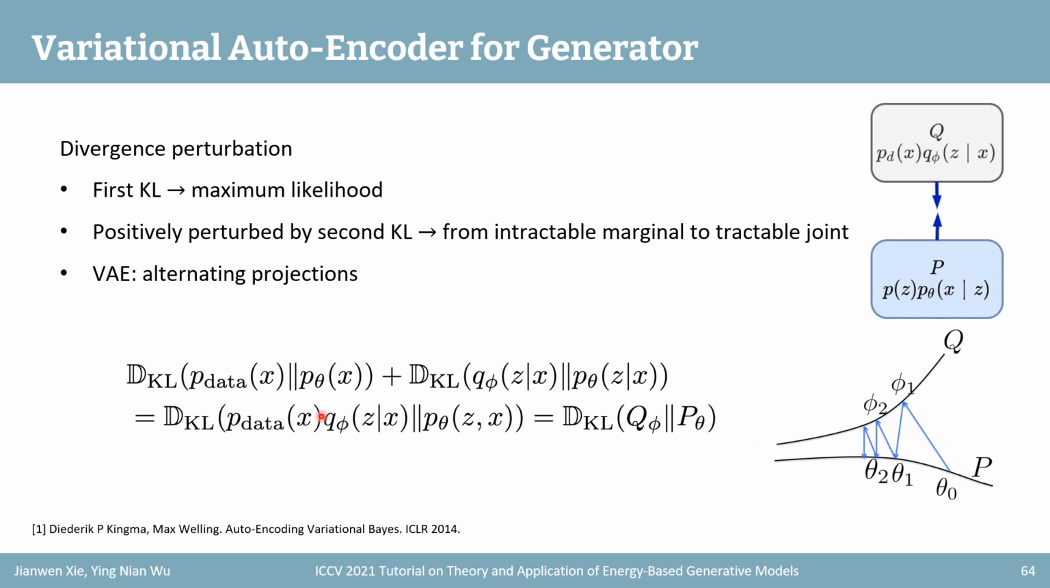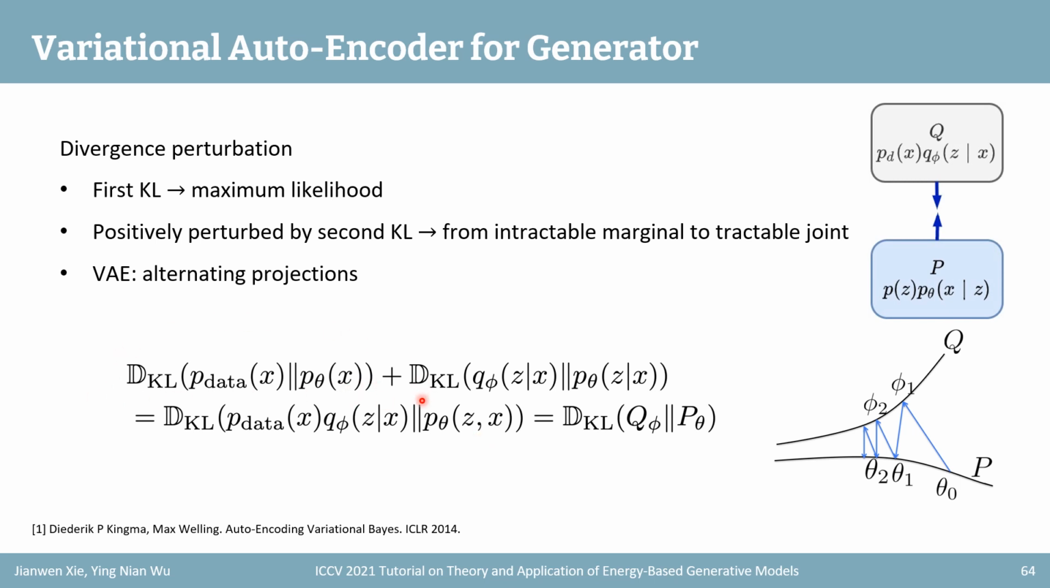And this is actually a perturbation of the first KL divergence from the data distribution, the marginal distribution of the data, and the marginal distribution of X according to the model. Okay, again, this is a data distribution and this is a model distribution, but both are marginal distributions, and this one is intractable. So therefore, we add the KL divergence between the two conditional distributions, so that we make them into the KL divergence for the joint distributions. So that's what we call divergence perturbation.